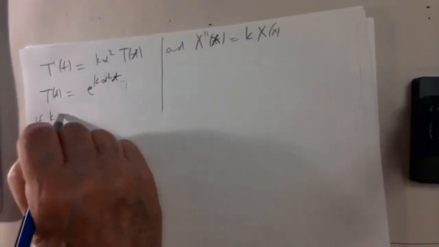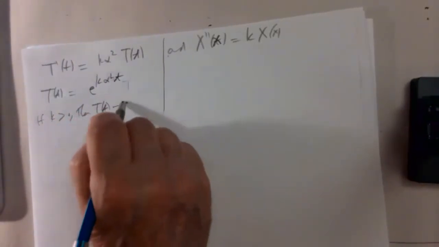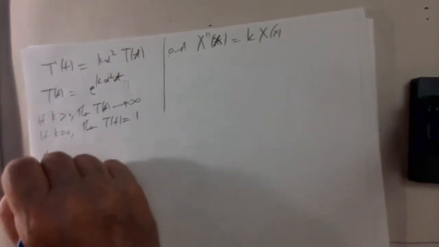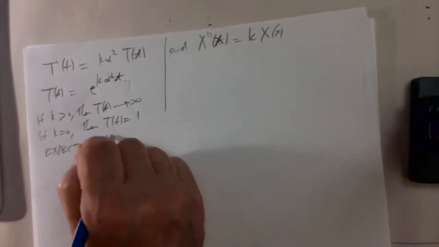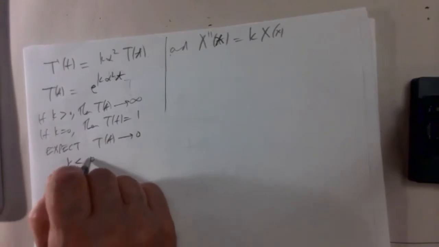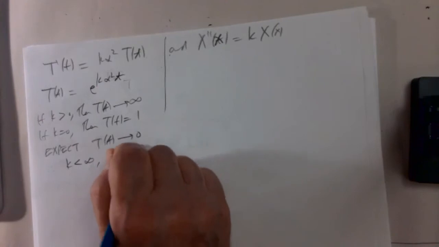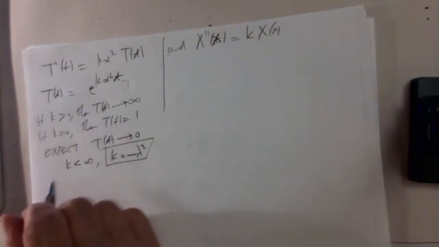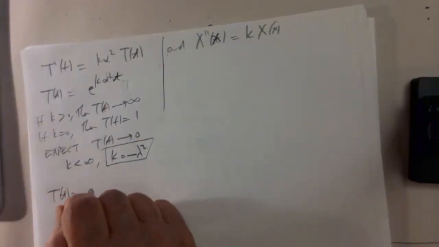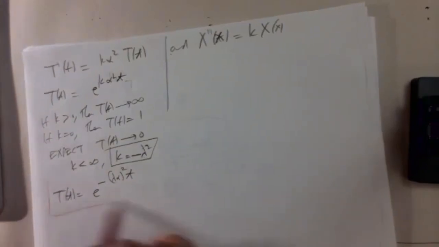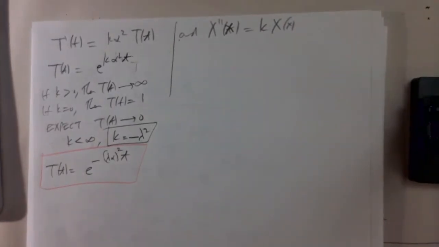Now, if k is positive, then T of t goes to infinity. If k is 0, then T of t is constantly equal to 1. But we expect, or we only want to find, the solution where T of t goes to 0 as t goes to infinity. The only way that can happen is if k is negative. So we can write k as minus something positive, which I write as minus lambda squared. So for some positive number lambda, k is minus lambda squared. So T of t is equal to e to the minus lambda squared alpha squared t. So if we separate variables, the time component has to be a decaying exponential that looks like this.